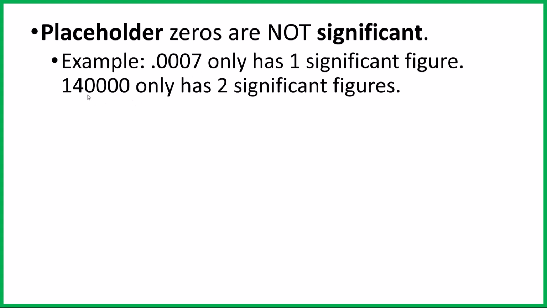And 140,000 also only has 2 significant figures. These, again, we could count as trailing zeros, but we could also count them as placeholder zeros. They are giving us this 14 in the correct place so that we could have 140,000 instead of just 14. They obviously need to be there, but we're not going to count them as precision numbers.